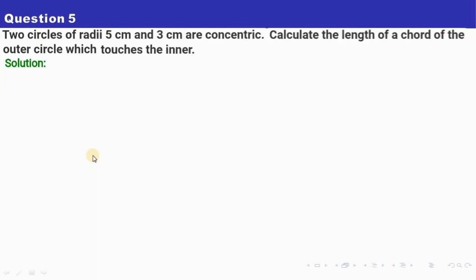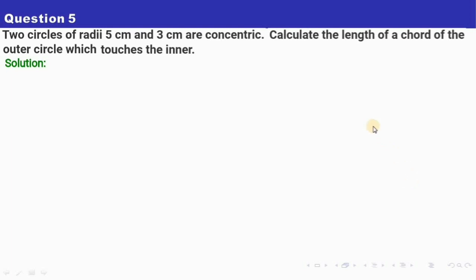Okay, let us have a look at the next question. Question number 5. Two circles of radii 5 centimeter and 3 centimeter are concentric. So there are two concentric circles. I hope you are aware of concentric circles. Concentric circles means circles with the same center.